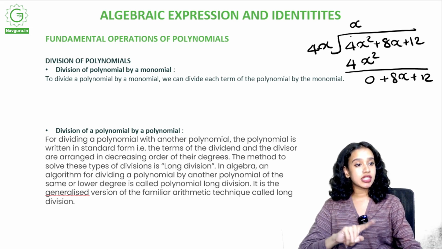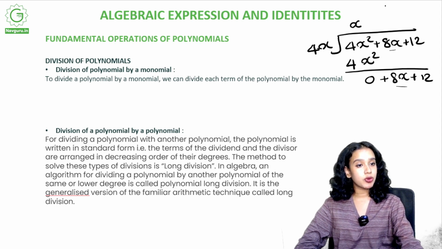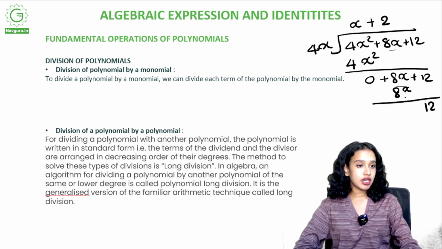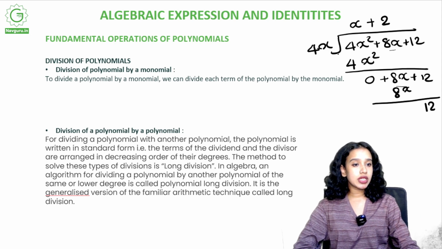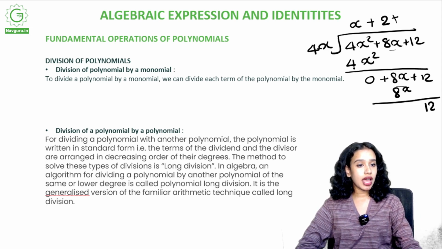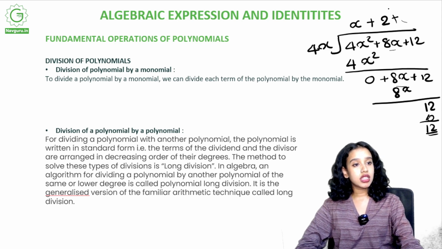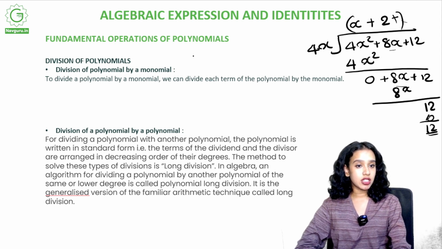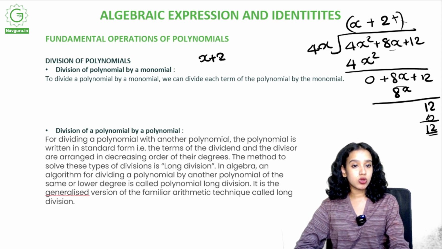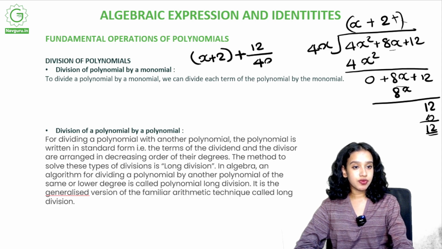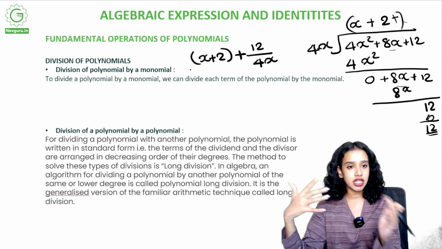Now, how much times 4x is 8x? We'll do the next term. 2 times 4x is 8x, right? Now, we have 12, right? So here we're stuck because we don't have any other terms to divide, and we have 12 as the balance. So this is the quotient, this is the remainder, and this is the divisor. So how do we express it? x plus 2 is the quotient, plus the remainder divided by the divisor, 12 by 4x, right? That's how we express it. So we could expand it and we'll get the form, right?